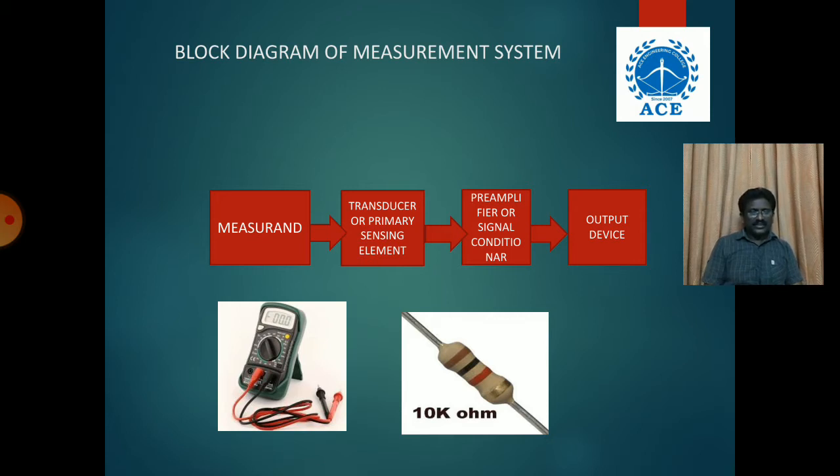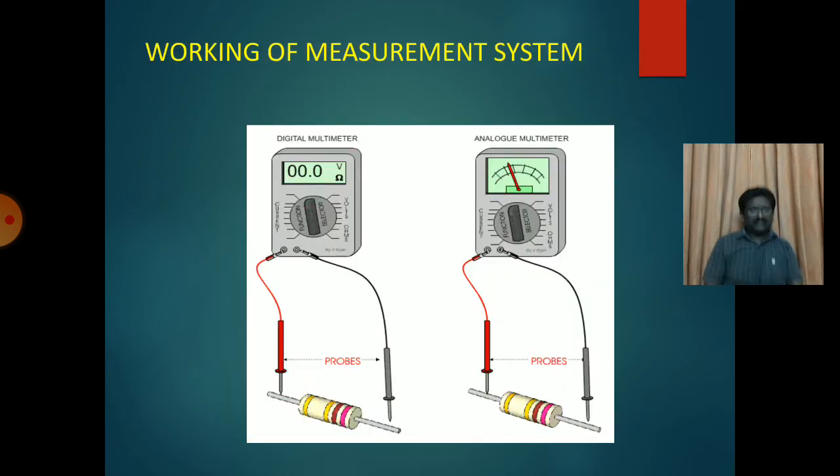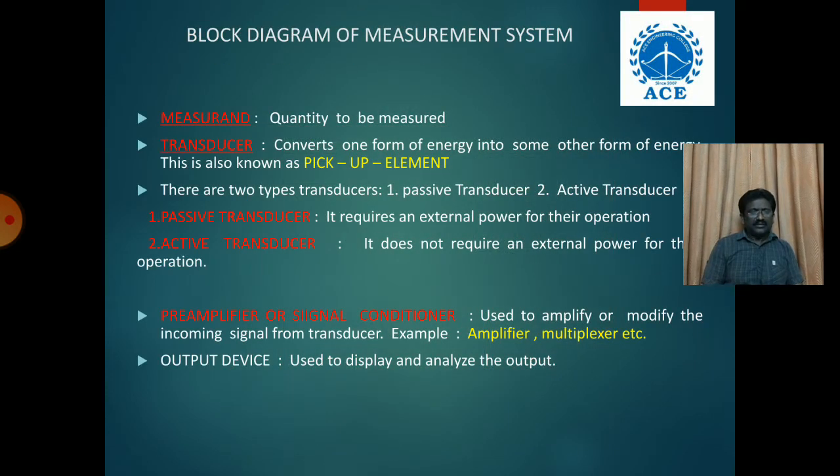Your measurand is the quantity to be measured. Measurand means that it may be either a resistor or capacitor like that. With the help of a meter, you can measure the value of the quantity.